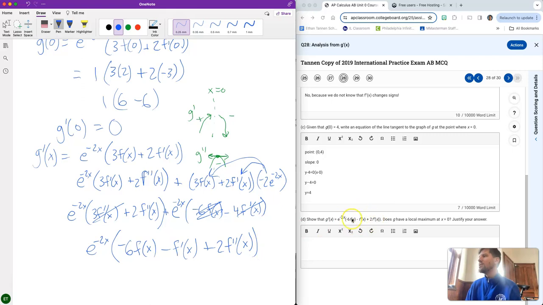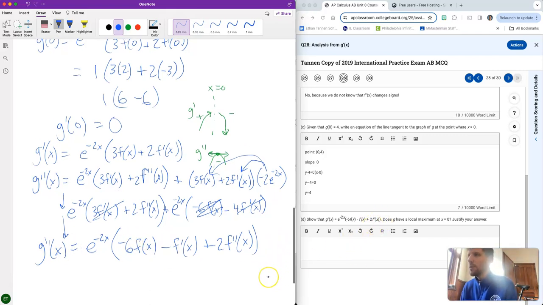And that's nice because I just showed that, I guess I should have written the second derivative here, and then I'm just bringing it down. So I showed that the second derivative is exactly equal to what they wanted it to be equal to.